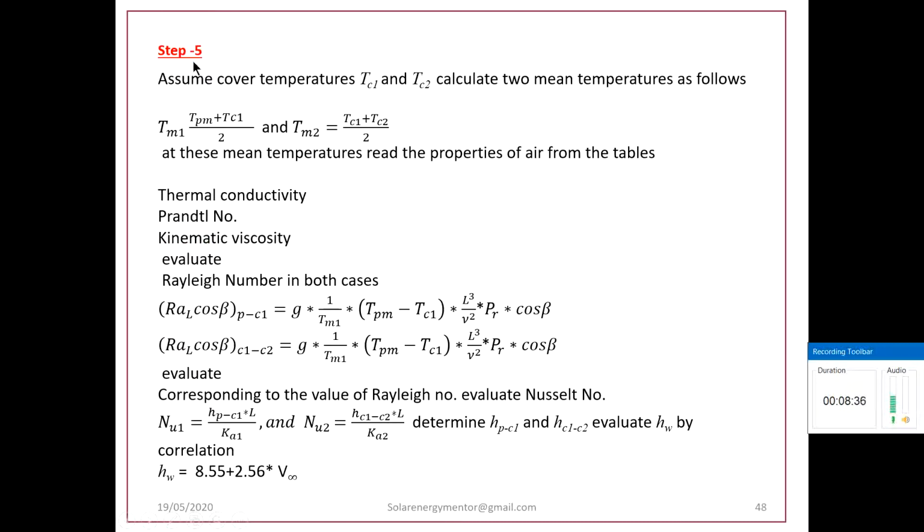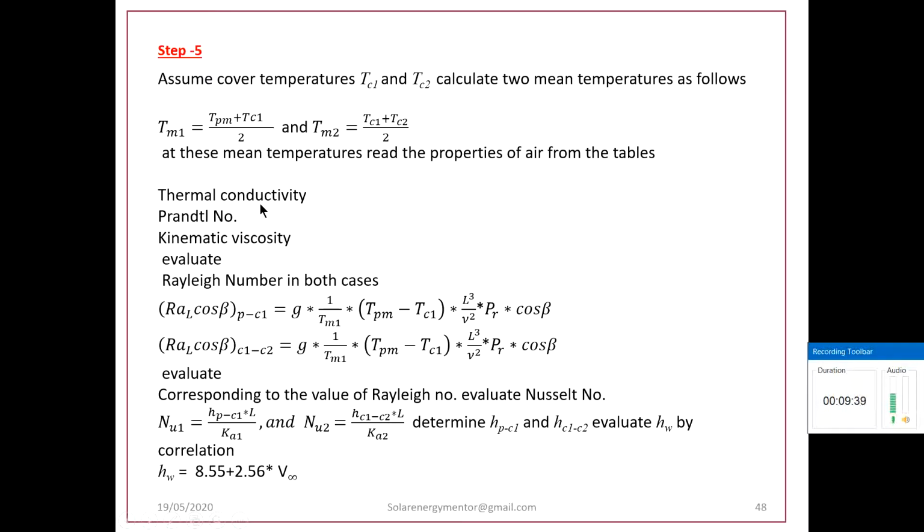Now in step 5, we have to assume cover temperatures. There are two covers given. It is a double glazing collector. So TC1 is the first cover and TC2 is the second cover. The first cover is near the absorber plate and the second cover is the top cover. So we assume TC1 and TC2 cover temperatures. Once we assume TC1 and TC2, we can find out the mean temperatures TM1 and TM2 on the basis of the cover temperatures. At these mean temperatures, we will read the properties of air from the tables.